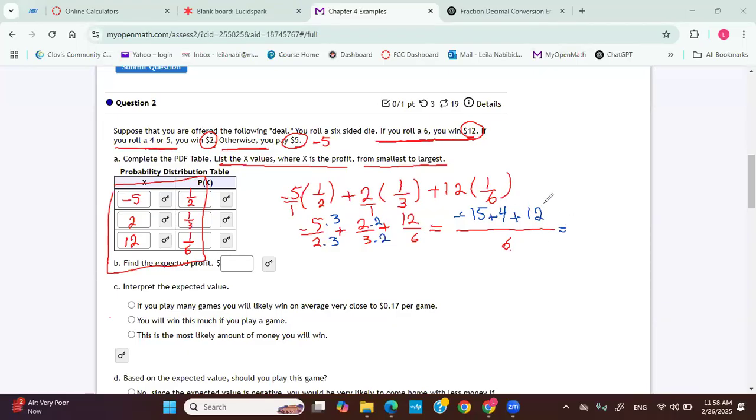And now you can add the tops. 12 plus 4 is 16. 16 minus 15 is 1 over 6. Okay?